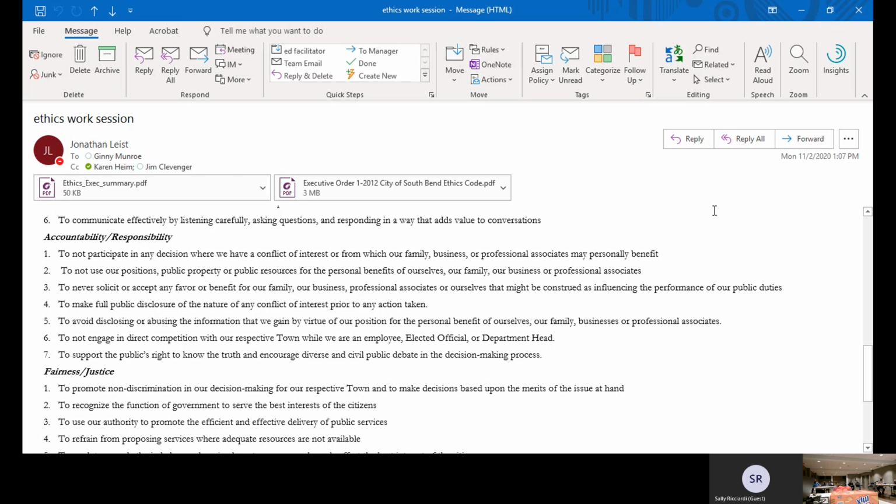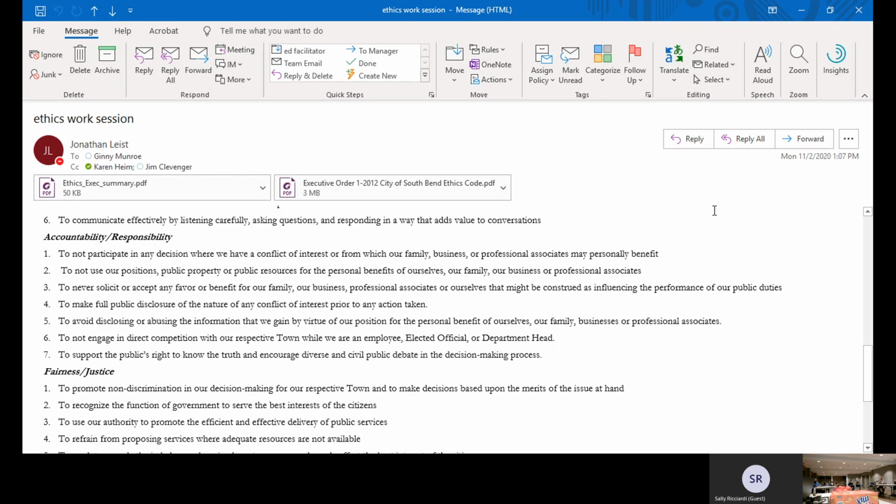I see both sides of it, because none of these things are very clearly defined. I guess if we want to define it, we should. Because right now, you can point to all the language here, and it's a little vague and iffy. It literally does say to not participate in any decision where we have a conflict of interest or from which our family, business, or professional associates may personally benefit. That's even more vague than financially benefit, because, I don't know.